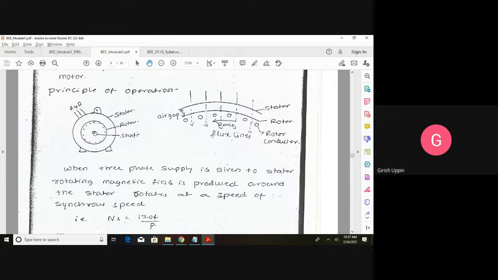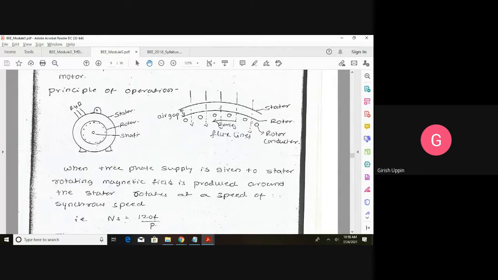Because it is mounted on a shaft, it will experience a torque. Each of these conductors will experience a torque. With that cumulative torque, the rotor will slowly start rotating. The rotor will start rotating in order to oppose the cause which is making it rotate. And what is the cause that is making it rotate? The change in the flux, the rotating magnetic flux. So slowly it will start running, and it will try to catch up to the synchronous speed.